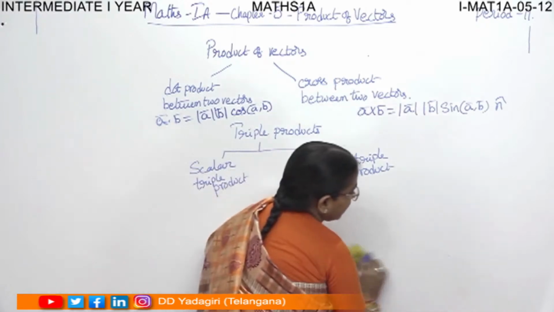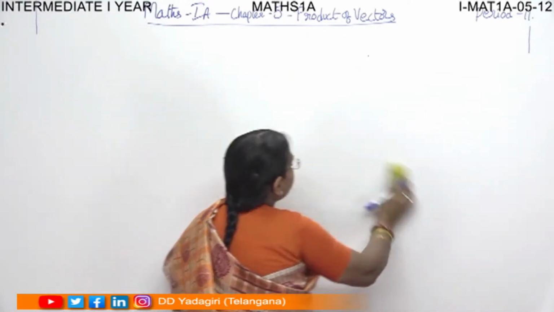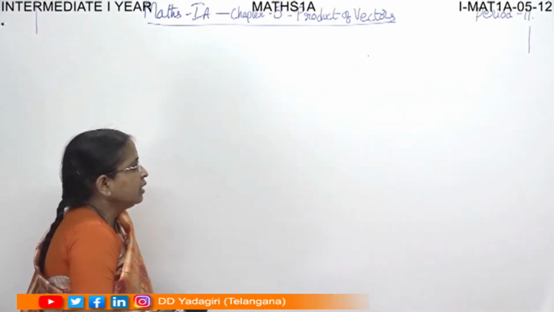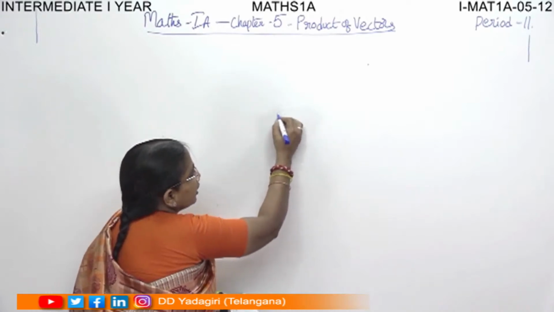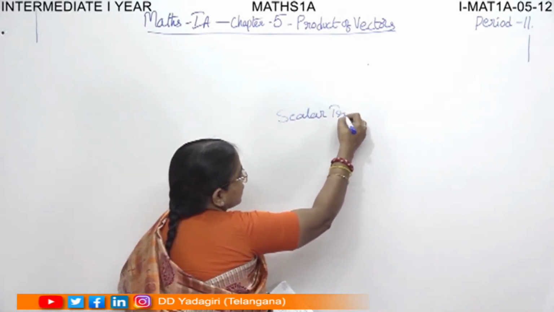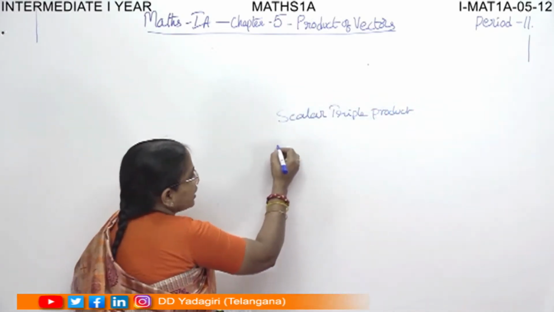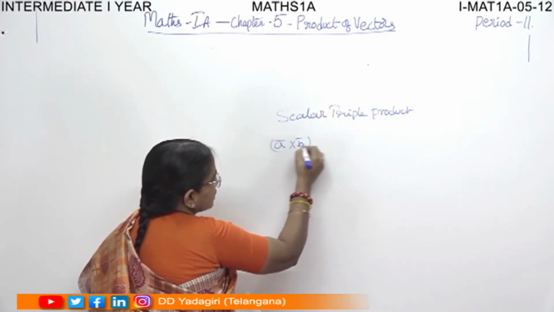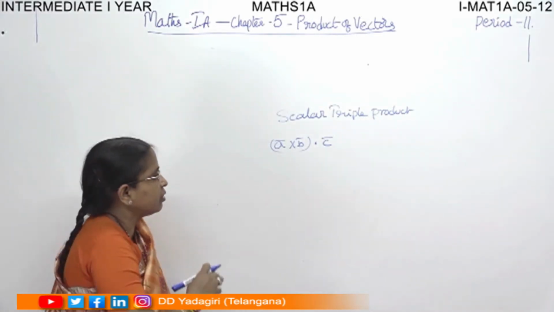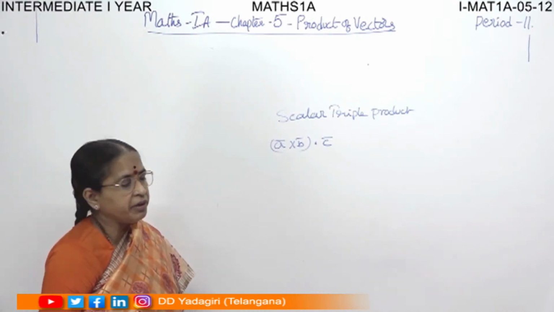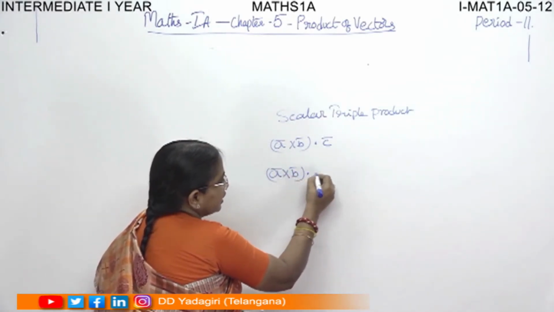So what is this scalar triple product and how is it defined? We are now going to learn about triple products between three vectors. In the triple products you have scalar triple product and vector triple product. We are going to learn about the scalar triple products. As we discussed, it is A cross B dot C. This product between three non-zero vectors A, B and C is called the scalar triple product. Now suppose that A cross B dot C is equal to 0.